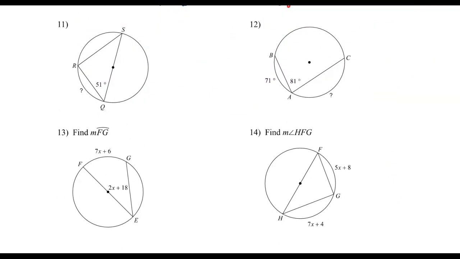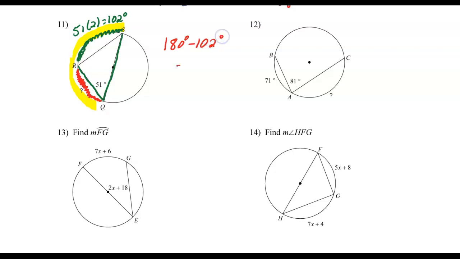Looking at problem number 11, I want to find this red arc. So the first thing I'm going to notice is if I trace this green angle, this green arc is 51 times 2, or 102 degrees. Here I have half of a circle that I'm highlighting in yellow. So the red arc is 180 minus 102, or 78 degrees.